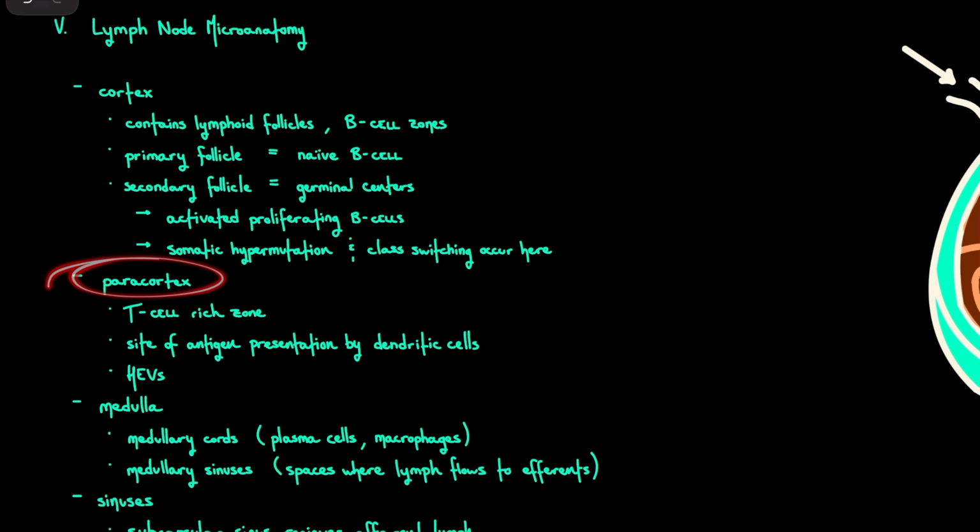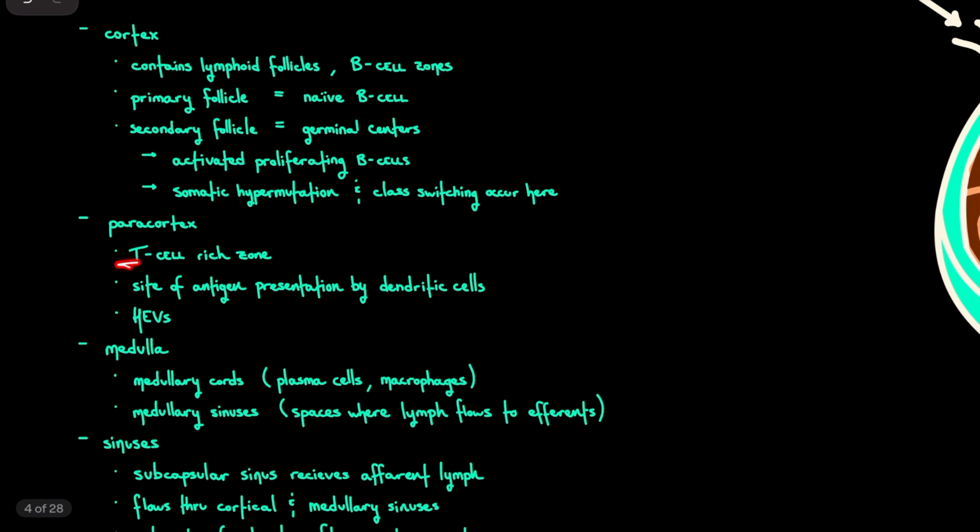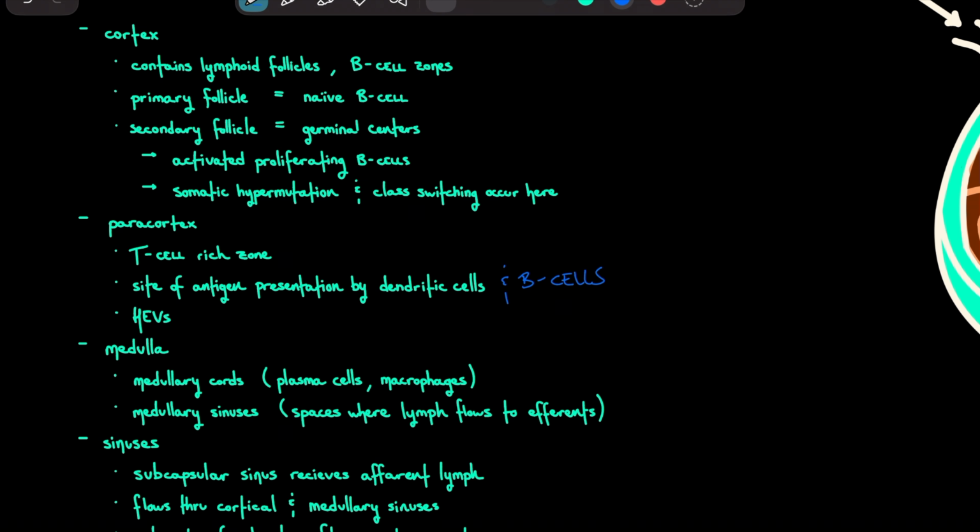Then we have your paracortex, and this is a more T-cell rich zone. A lot of antigen presentation by dendritic cells, and also remember your B cells are really good at antigen presentation as well, so that can happen here as well. And this is where those high endothelial venules come through.